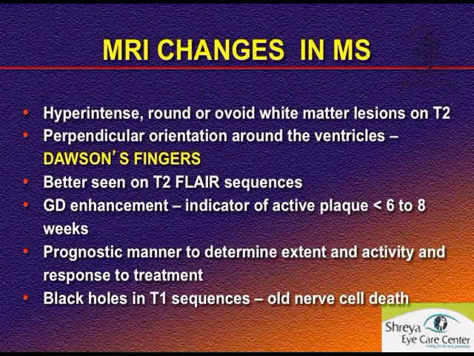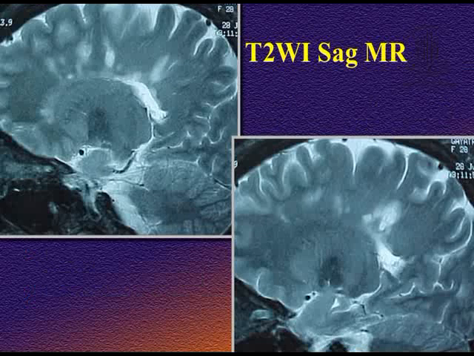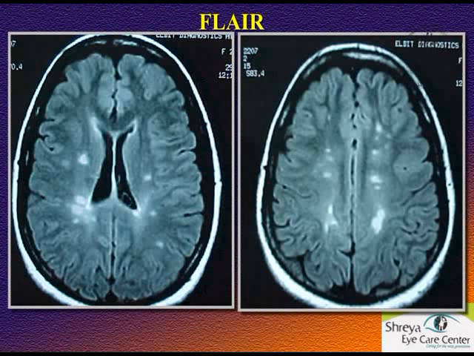That's how it is. And then these are some of the changes. I'll just show you. These are called the Dawson fingers, or the demyelinating lesions in the white matter. And in the FLAIR sequence, you see more than 2 lesions. These are the patients who are at a very high risk for developing multiple sclerosis.